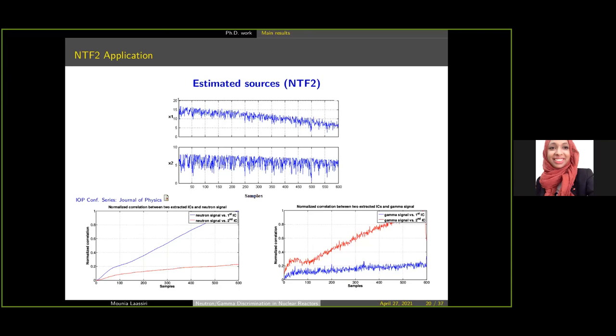To confirm this, we plot here the normalized correlation between these two estimated sources and the pure signals of neutron and gamma rays. In the figure on the left, it shows the normalized correlation between these two extracted independent components and the pure neutron signal. We find that the neutron signal is very correlated with the first independent component, this one. And the same for the gamma ray part: the second estimated component, IC2, is very correlated with the pure gamma signal. Okay, very good.